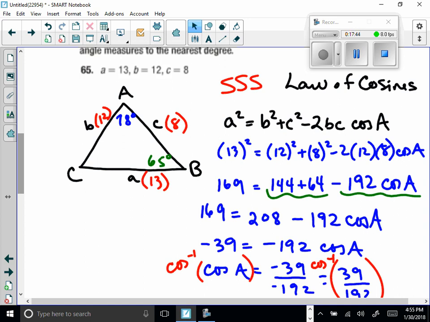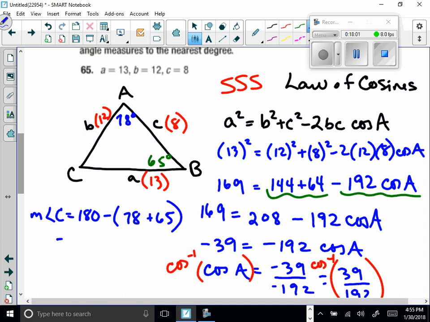I don't have to go through all of that with angle C, because I already know the other two angles. So the measure of angle C is simply going to be 180 minus the sum of the other two. So the measure of angle C is 37 degrees. And so now we've solved the triangle because I know all of the angles and all of the sides.